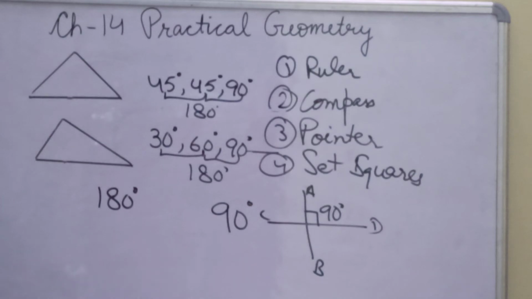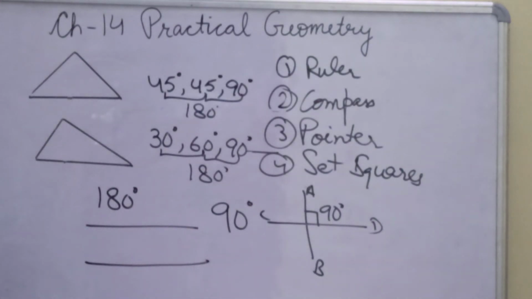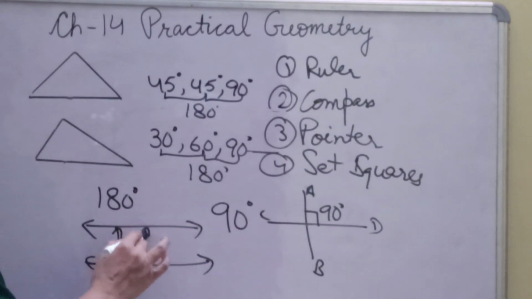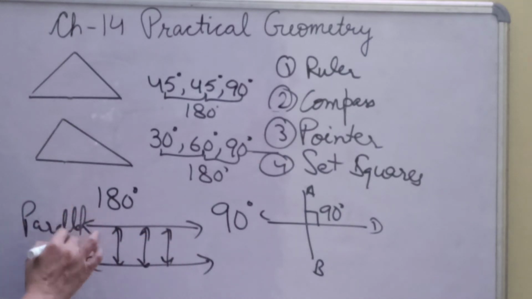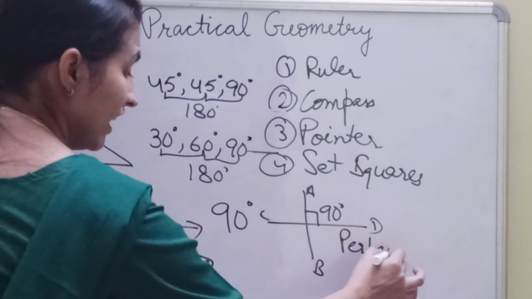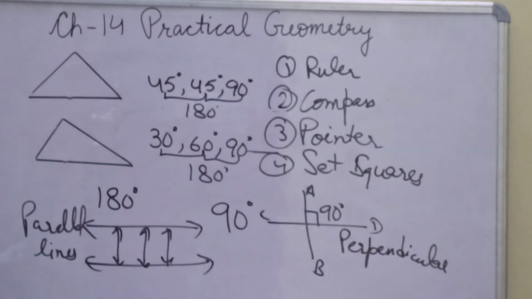What is the meaning of perpendicular? And parallel means when you have two lines and the gap between them is the same. So that is your parallel lines. And this is your perpendicular when the angle is 90 degrees. So for measuring these, we are using these set squares. That is the fourth instrument that you use in practical geometry.